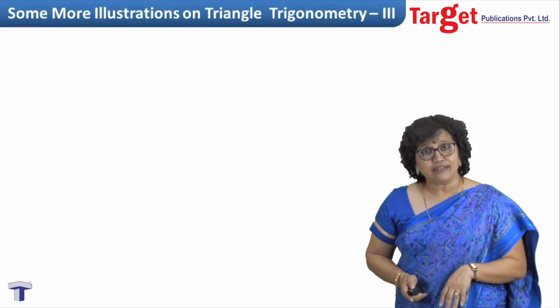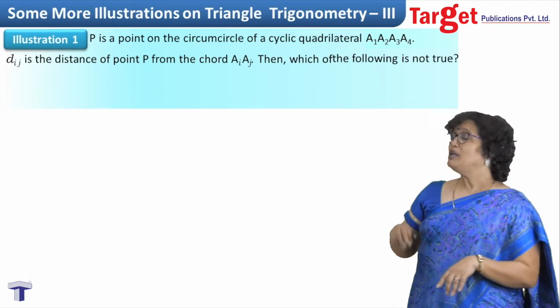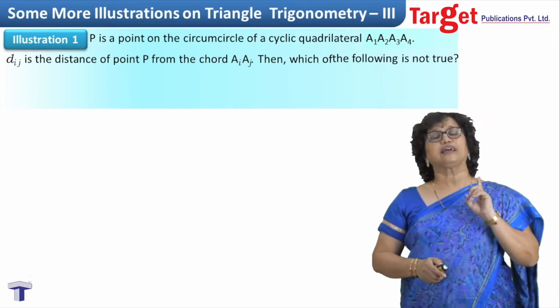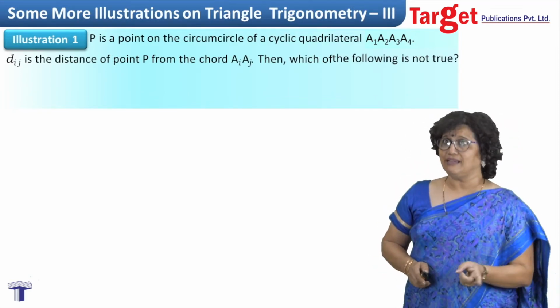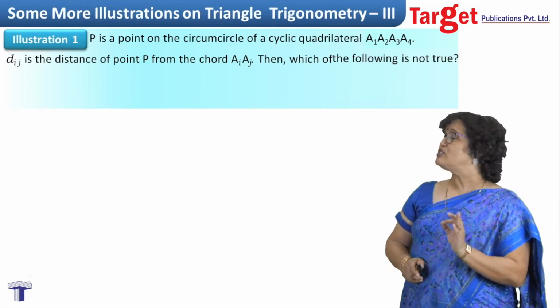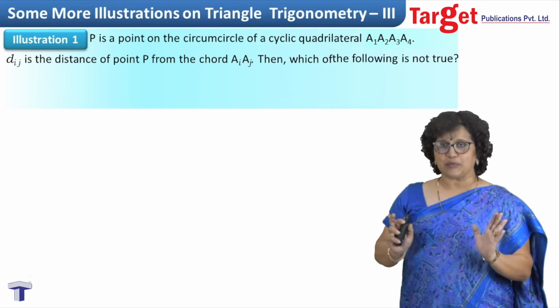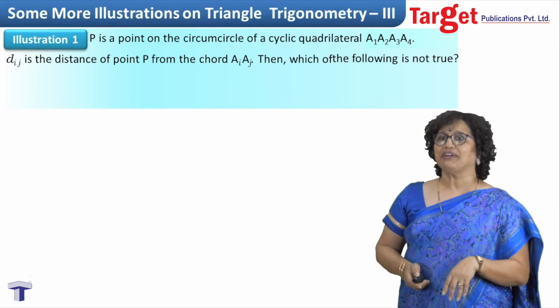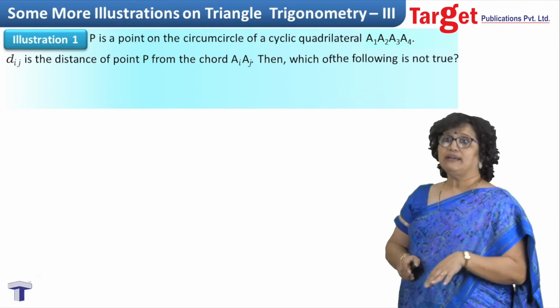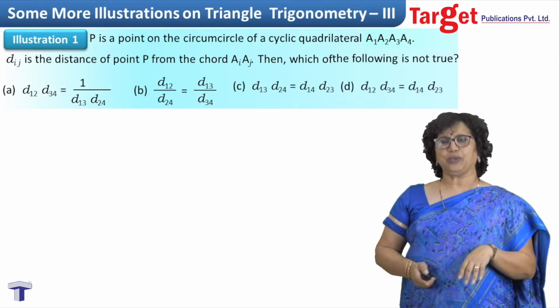Now I start with more illustrations on triangle trigonometry, and my first illustration is: P is a point on the circumcircle of cyclic quadrilateral A1, A2, A3, A4, and Dij is the distance of point P from the chord AiAj. I mean, this is the description given. Obviously, we will have to draw the figure. Then which of the following is not true? And 4 options are given to us.